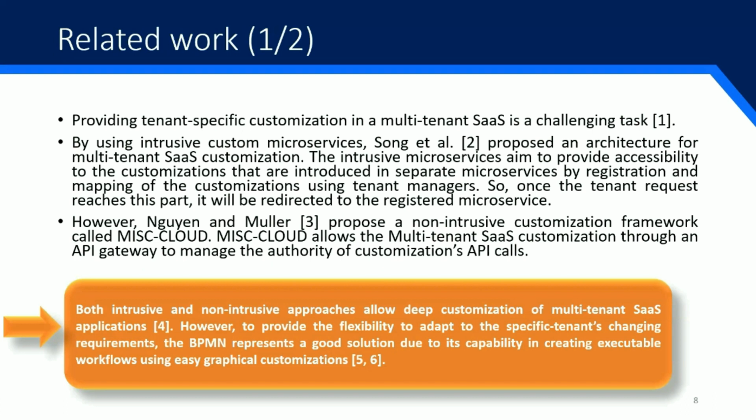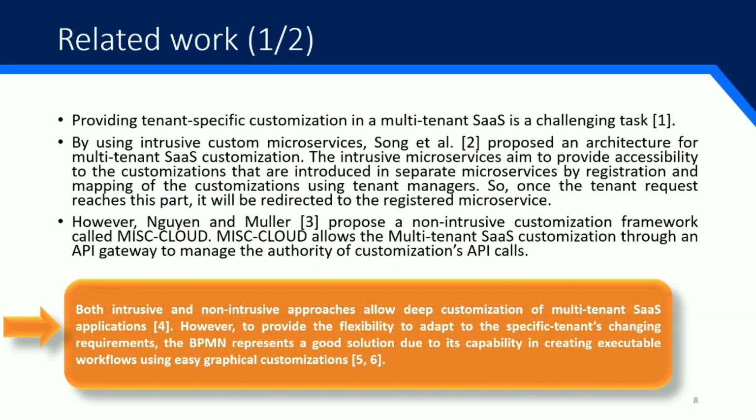Providing tenant-specific customization in a multi-tenant SaaS is a challenging task. By using intrusive custom microservices, Song et al. proposed an architecture for multi-tenant SaaS customizations. The intrusive microservices aim to provide accessibility to the customizations that are introduced in separate microservices by registration and mapping of the customizations using tenant managers. Once the tenant request reaches this part, it will be redirected to the registered microservices.